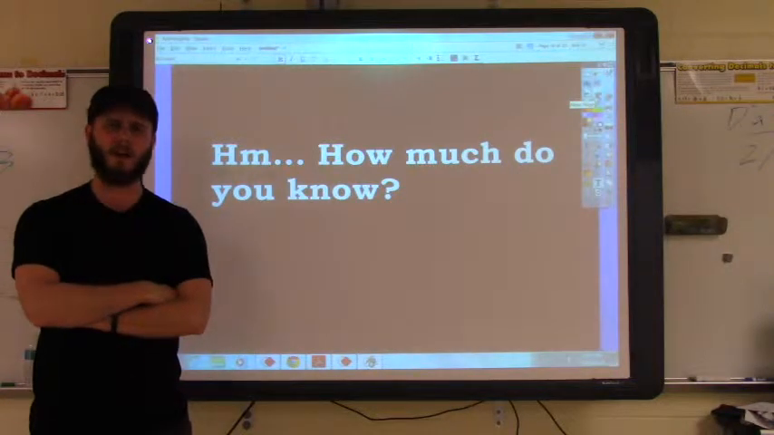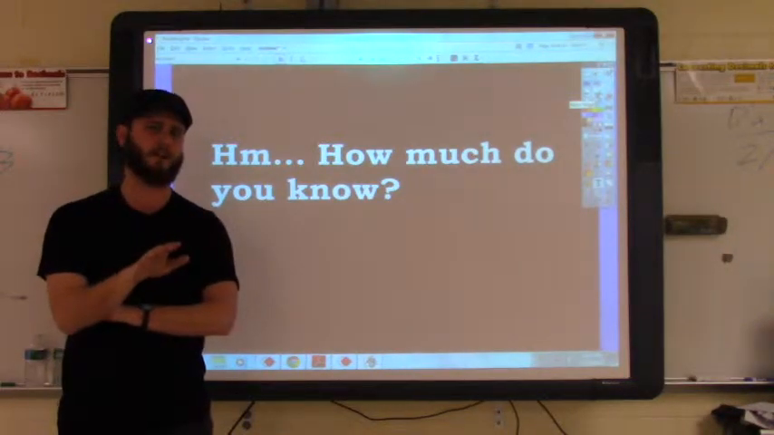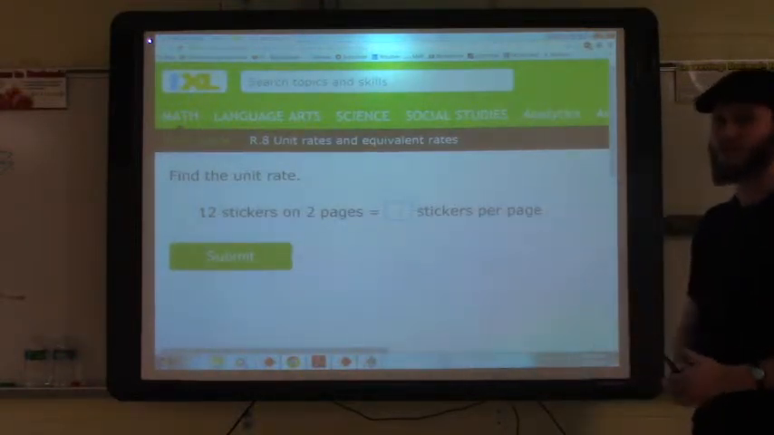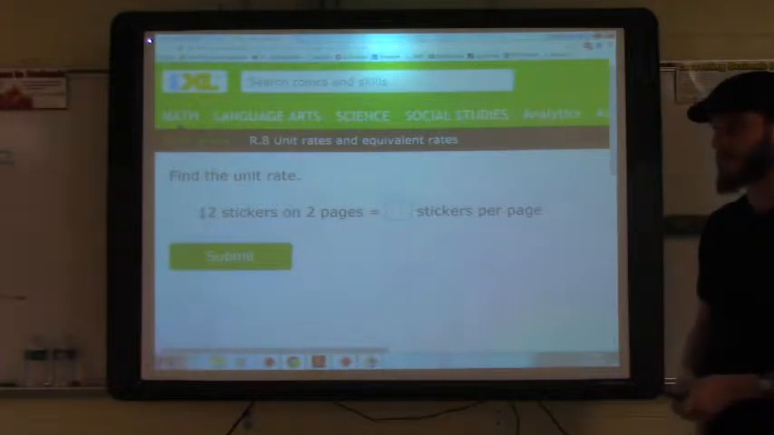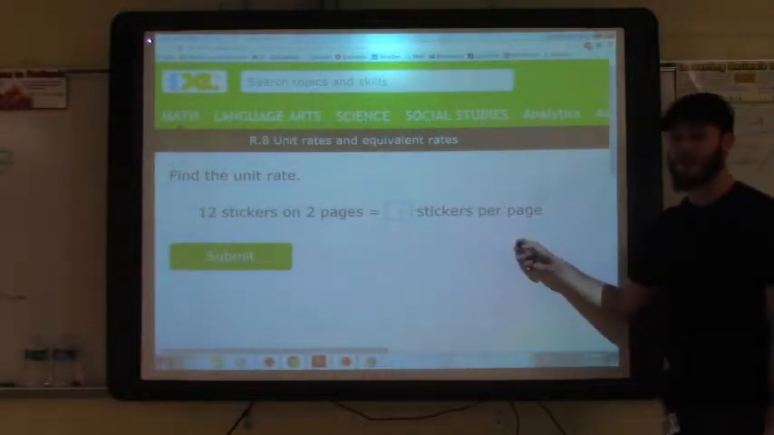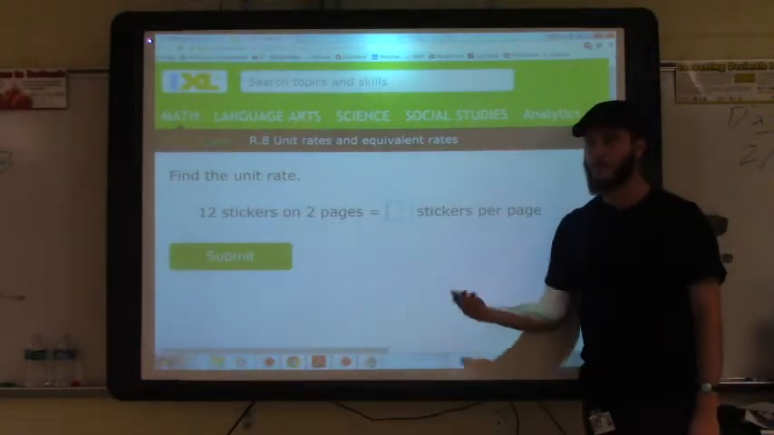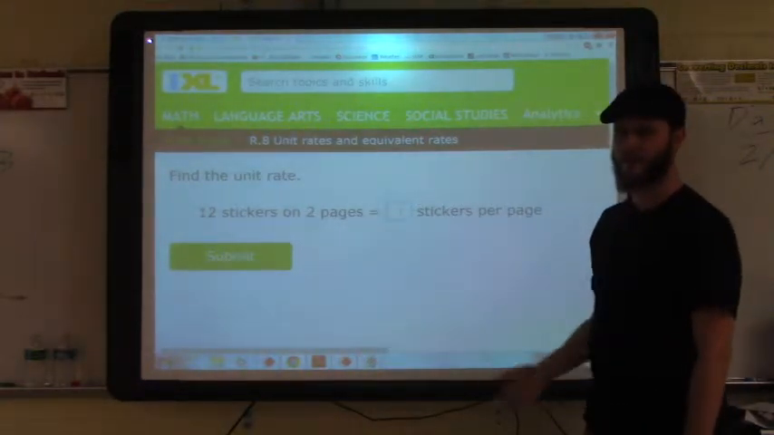Let me go ahead and throw a couple of example problems at you and see if you can figure it out. Here's a nice little website I like to go to from time to time to throw a few example problems at some of my students. Take a look at this problem right here and find the unit rate. If there were 12 stickers on 2 pages, then how many stickers are there on 1 page?